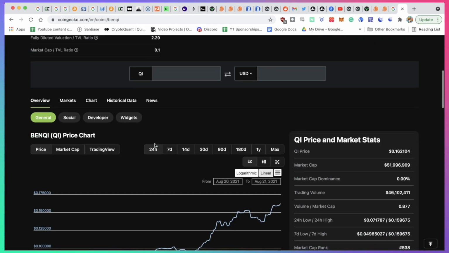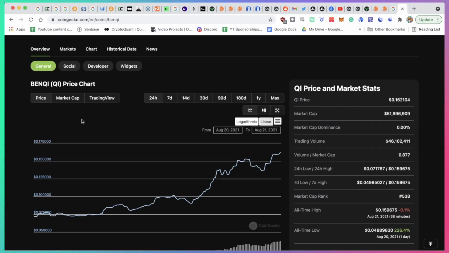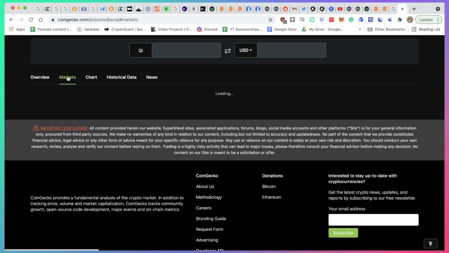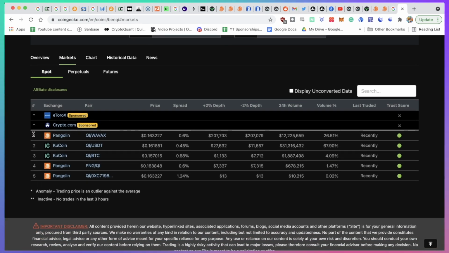And then here, scroll down below. So you look for the token. So the token I want to buy is Benqi. Go down below. And then here you can actually click on markets. And then you find all the markets where it's available. Now, Pangolin is the decentralized exchange on the Avalanche ecosystem. And you can see it uses these following trading pairs. You've got Qi, wrapped Avax.